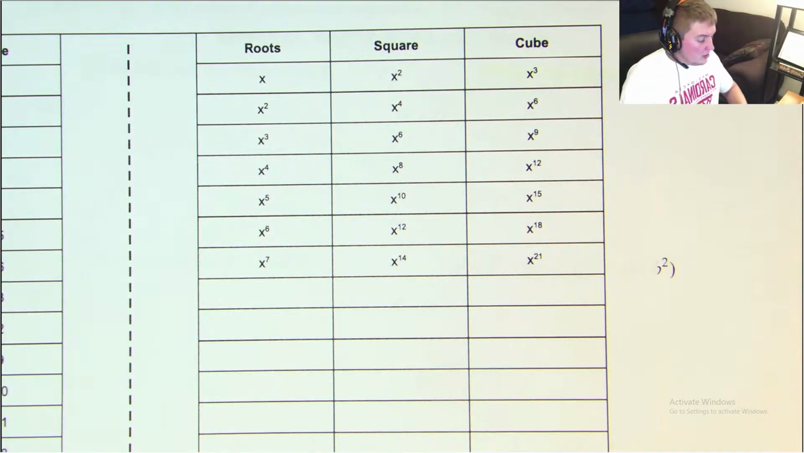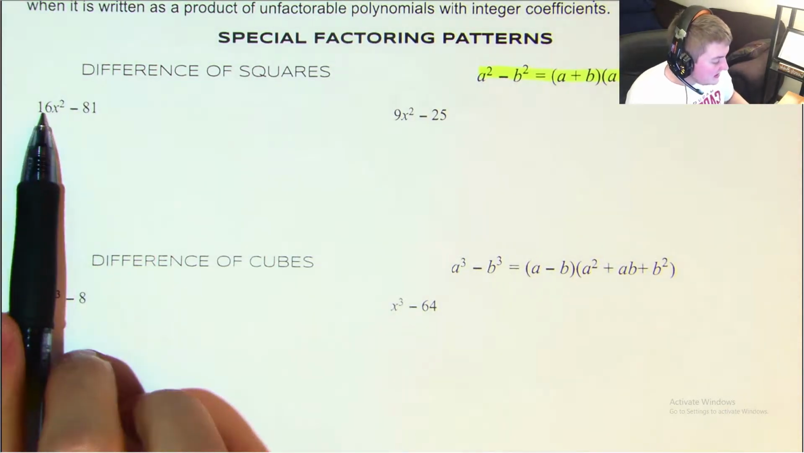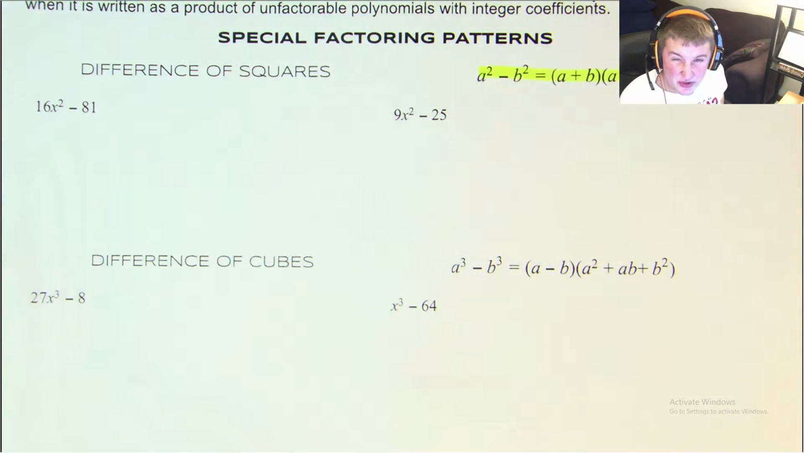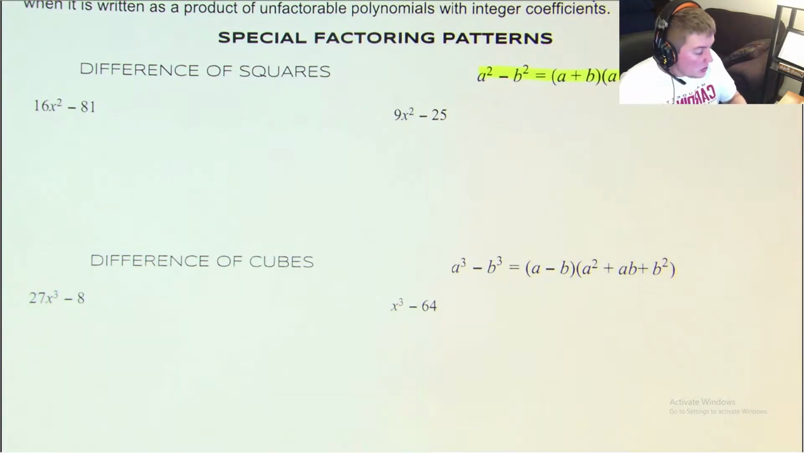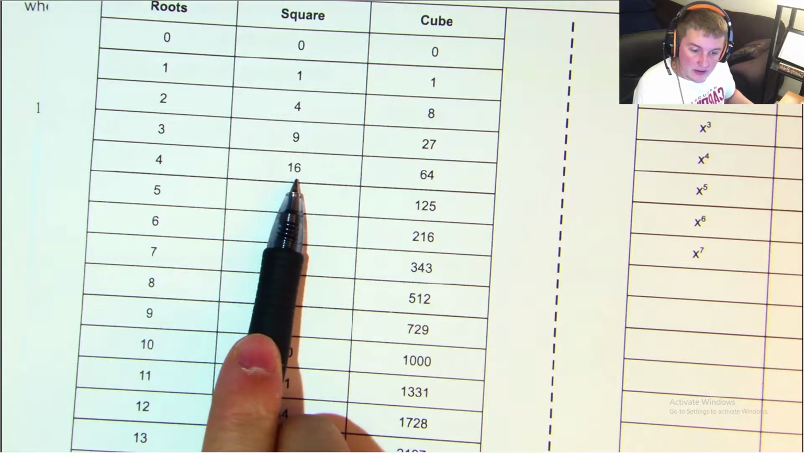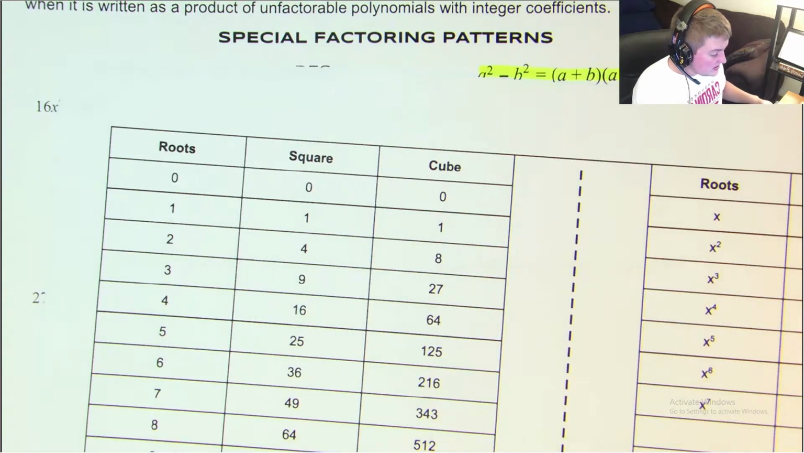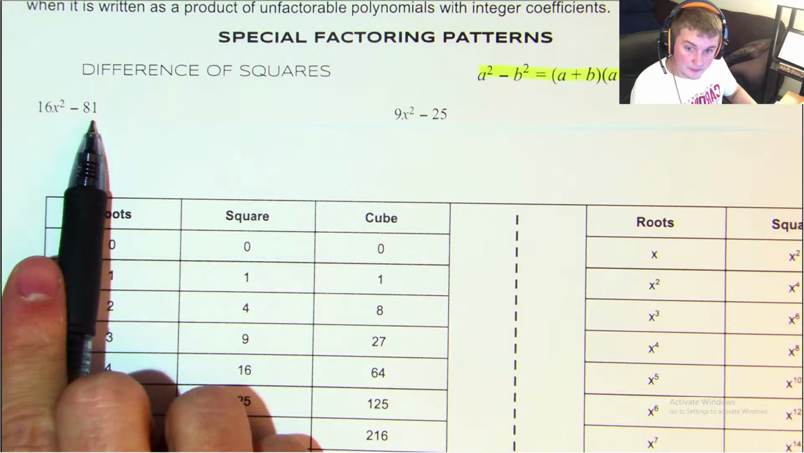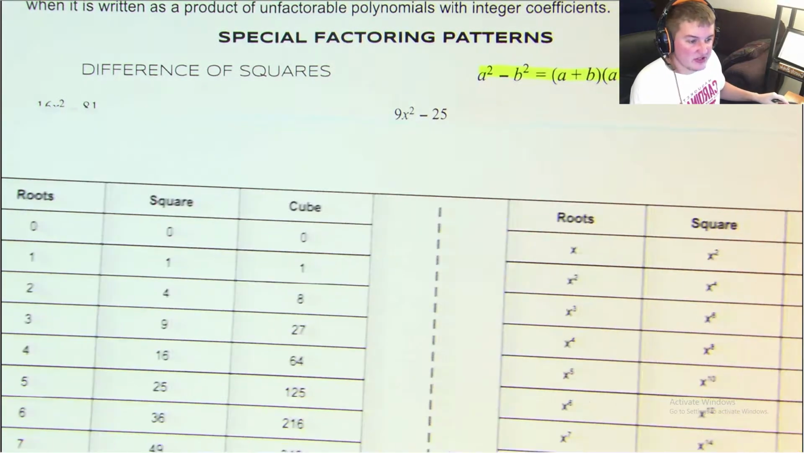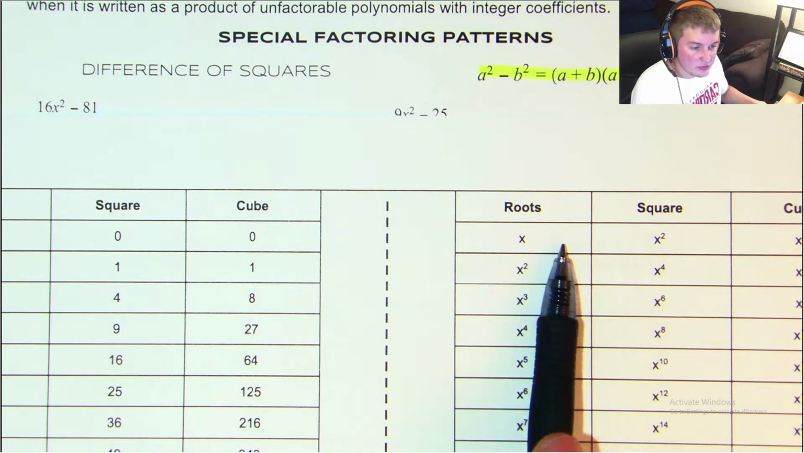So we can look here and ask ourselves, is 16x squared a perfect square? And also, is 81 a perfect square? As I look down my square column, I see 16. I also see 81. So as far as these numbers go, they are perfect squares. What about x squared? Is x squared a perfect square? Yes, it is. It's in my perfect square column, and its root is x.